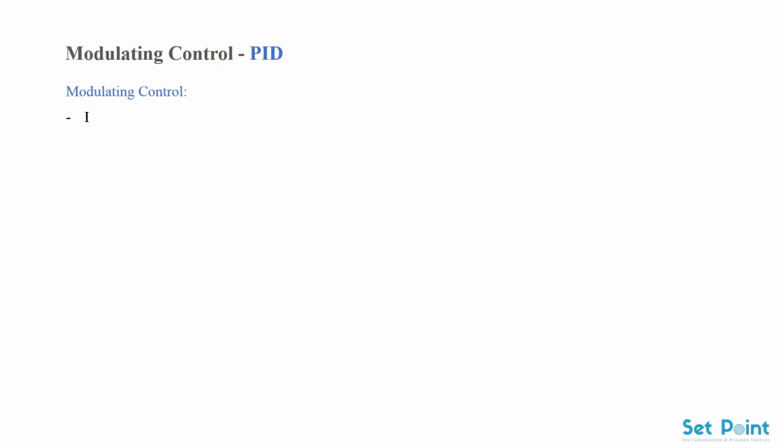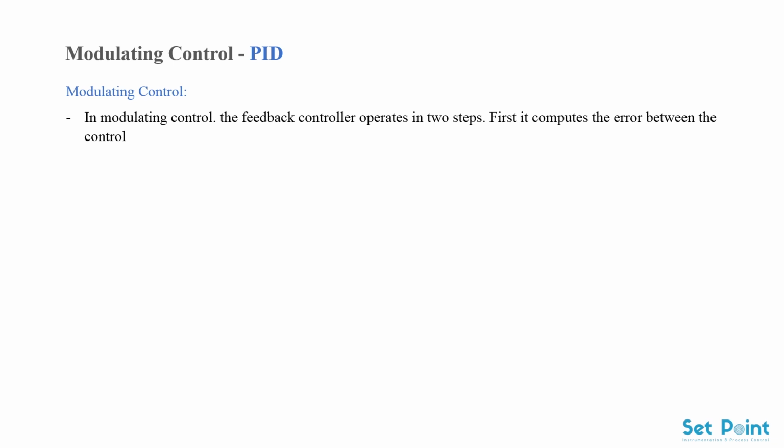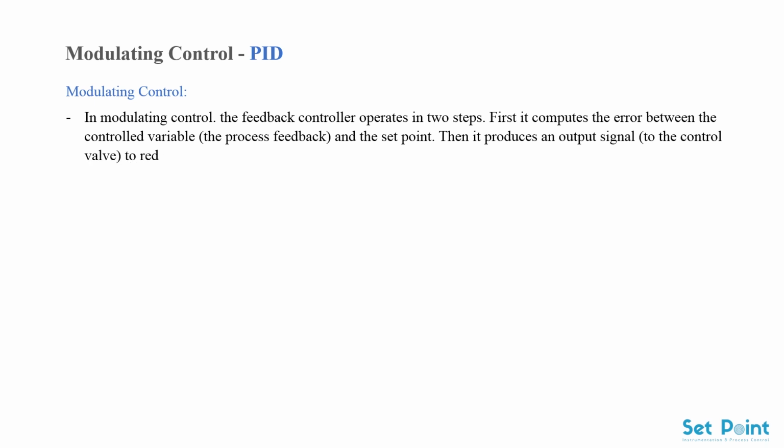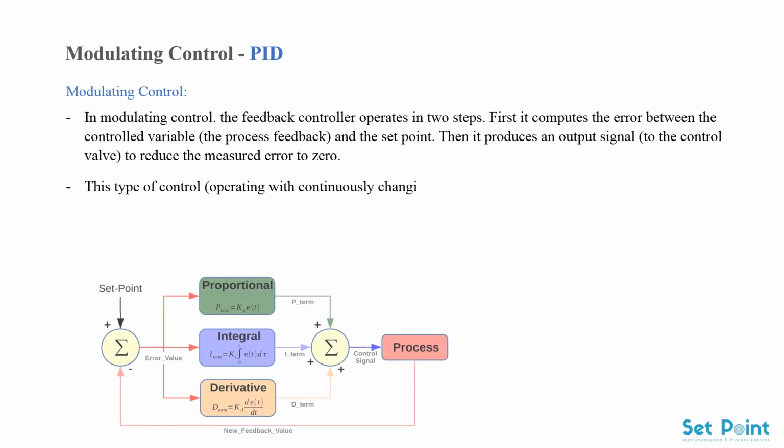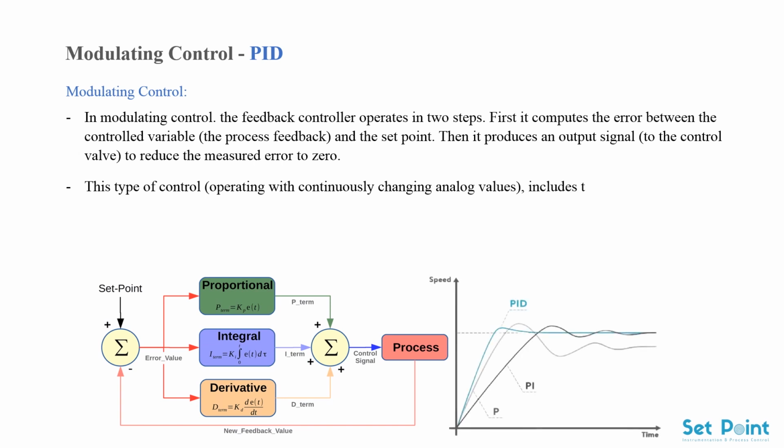Modulating control. In modulating control, the feedback controller operates in two steps. First, it computes the error between the controlled variable, the process feedback, and the set point. Then it produces an output signal to the control valve to reduce the measured error to zero. This type of control, operating with continuously changing analog values, includes three basic modes: proportional, integral, and derivative.